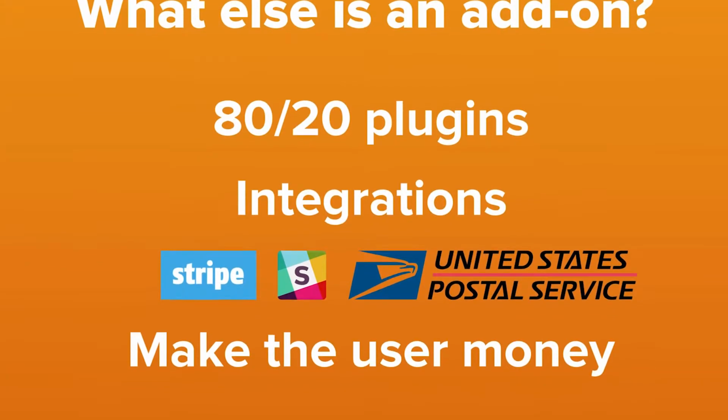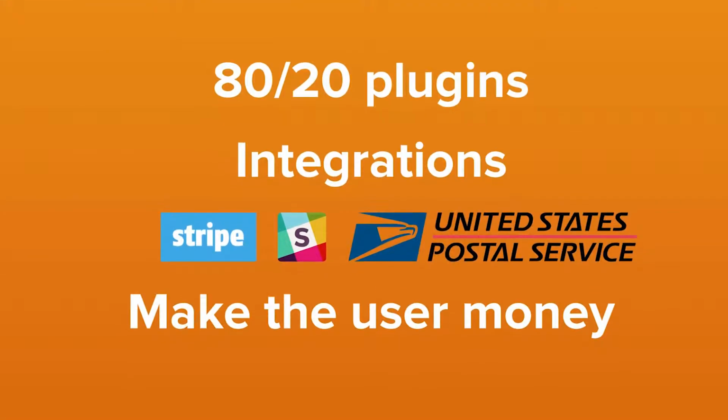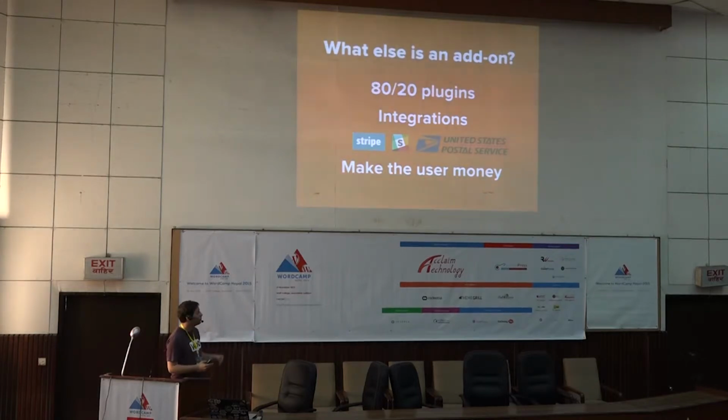Integrations is a big one. So add-ons for your plugin that integrate with other services. With WooCommerce, we've got ones for Stripe, Slack, USPS. These are just a few examples of integrations you could do. And also add-ons that make the user money. This is a really big thing, because if the user of the add-on is going to make money from it, they're going to be happy to spend a little bit of money purchasing it from you, if in the long run they're going to make a lot more than what it costs to buy.